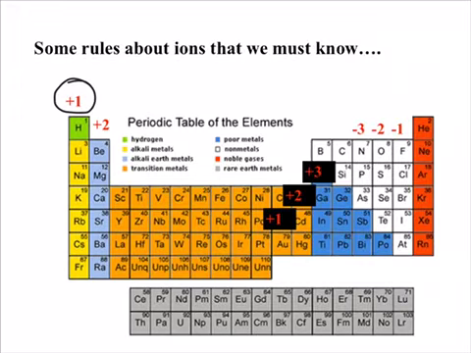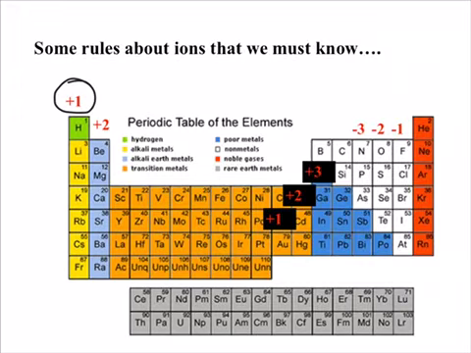I want you to write in the box, not for the whole column, aluminum is a +3. Find aluminum. It's a +3. And then go diagonally. Zinc is a +2. Write that in the box. And then silver's a +1. Those are 3 rules that you're going to have to know.